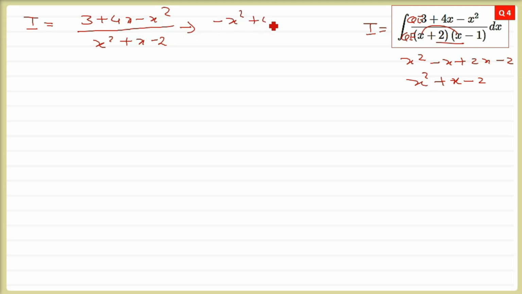So negative x square plus 4x plus 3. Now how to do this? I am now going to tell you the wrong approach. So I am doing something wrong, then I'll correct, and you'll see why we cannot do this.